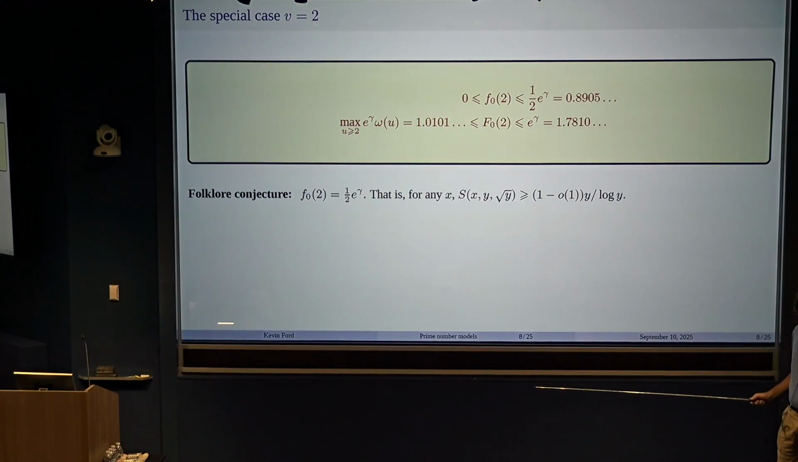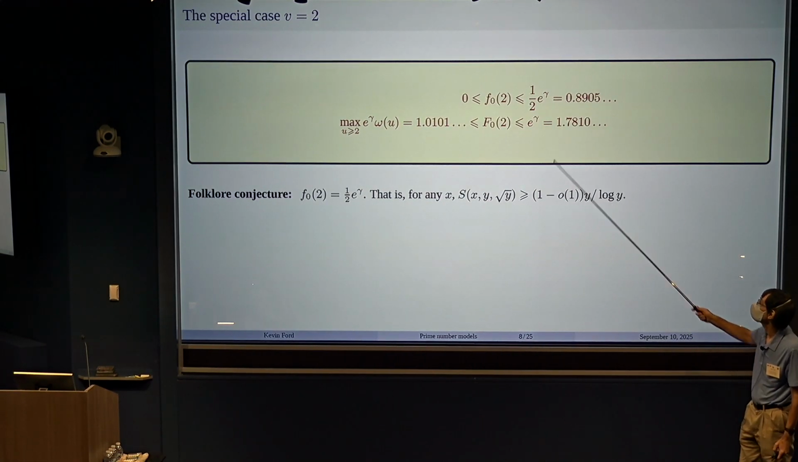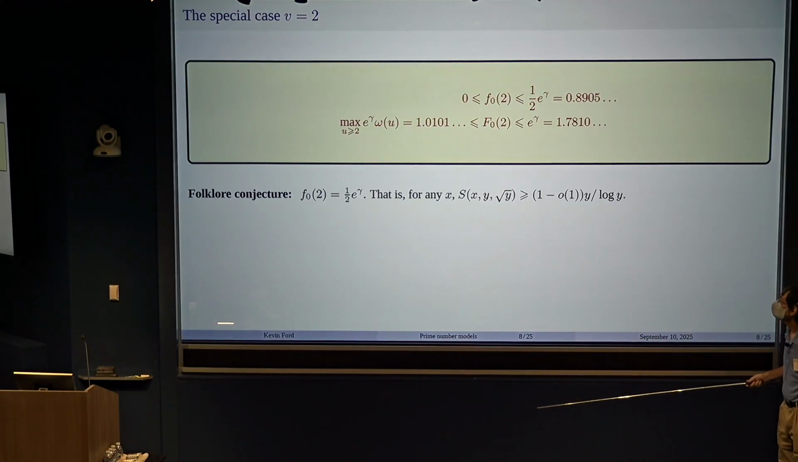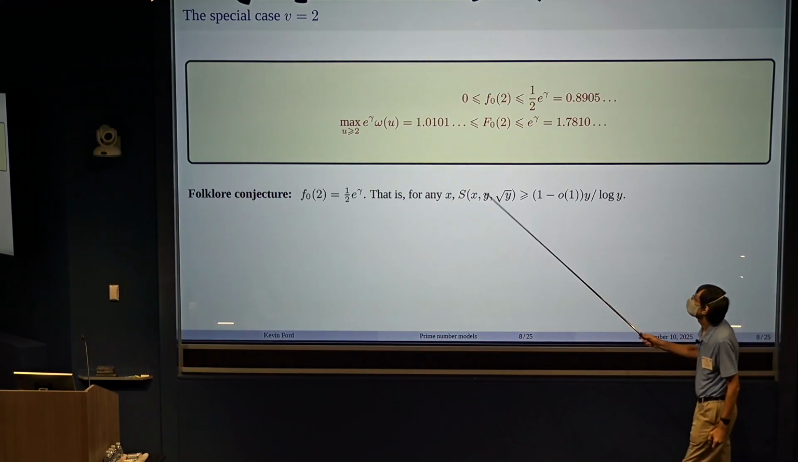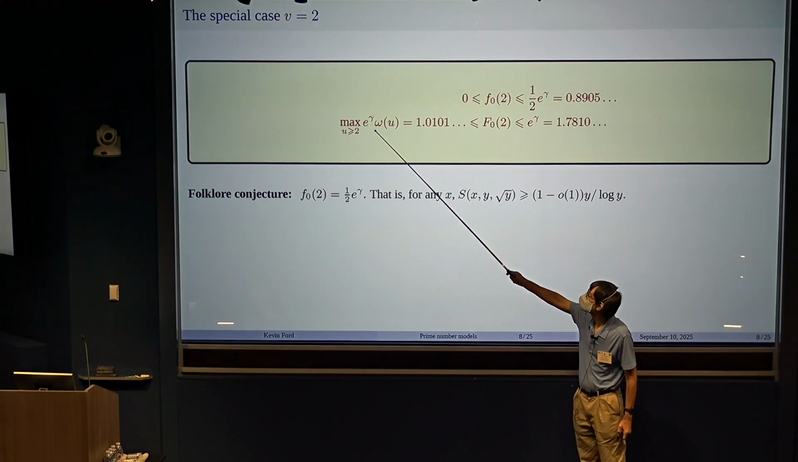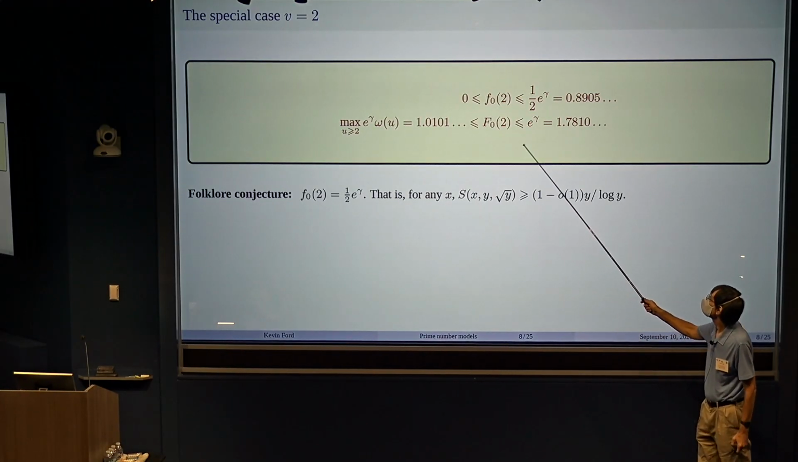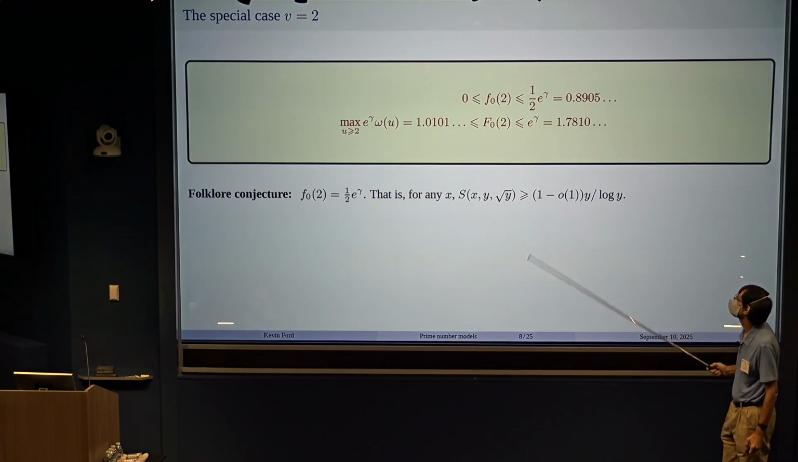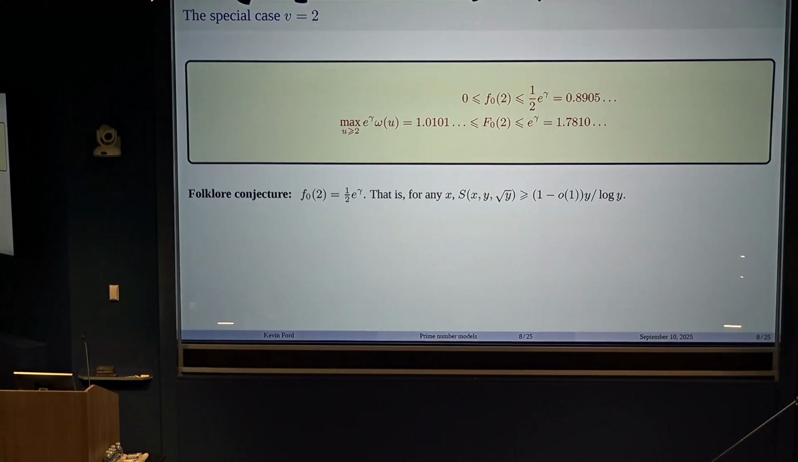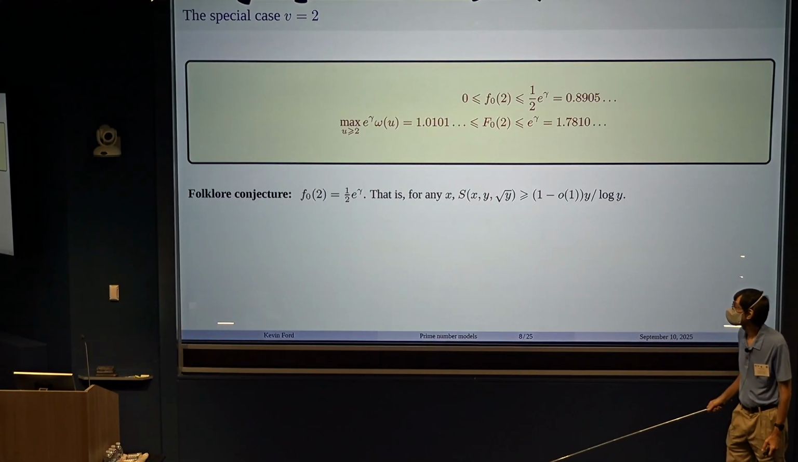So if we plug in v equals 2 into those inequalities from before, f02 is somewhere between 0 and 1/2 e to the gamma. Capital F02 has a lower bound which is equal to this, which can be computed. The maximum is actually somewhere between 2 and 3. And an upper bound, which is e to the gamma. Okay, so at these small values, the upper and lower bounds, there's quite a bit of a gap between those.